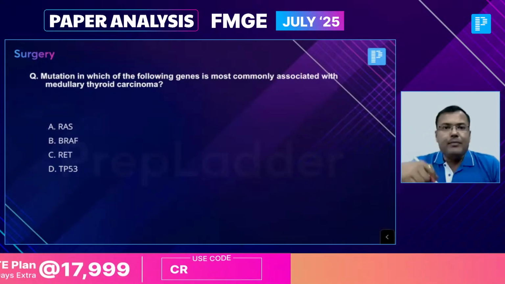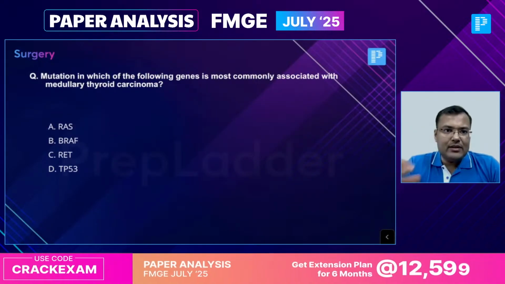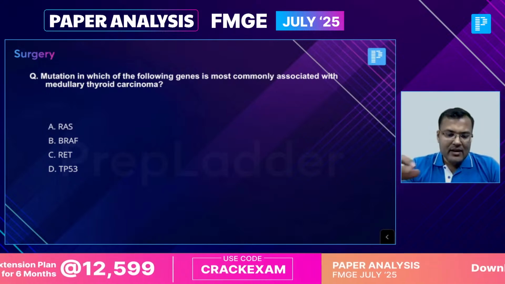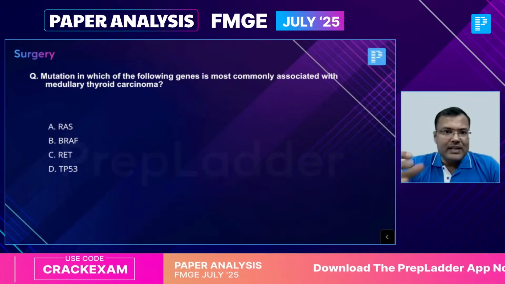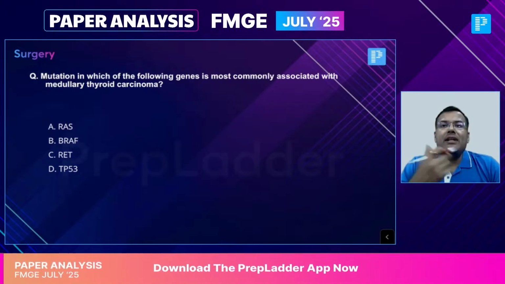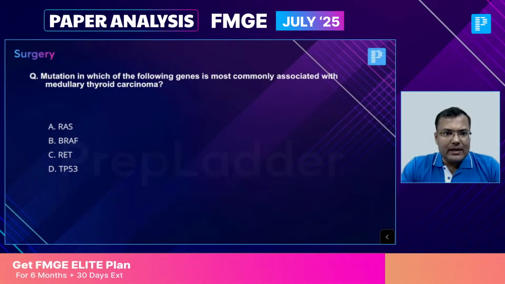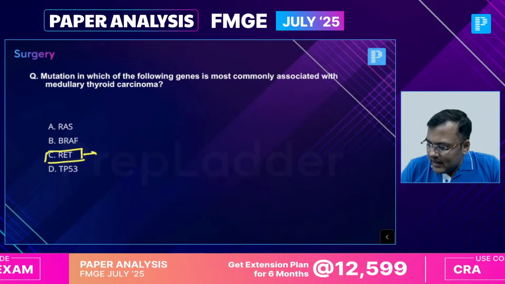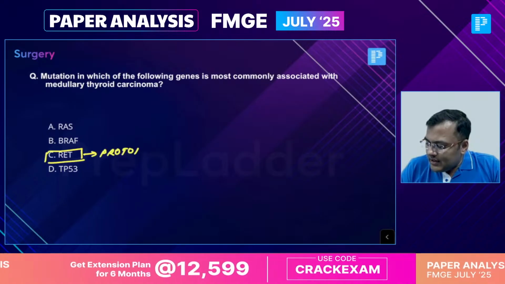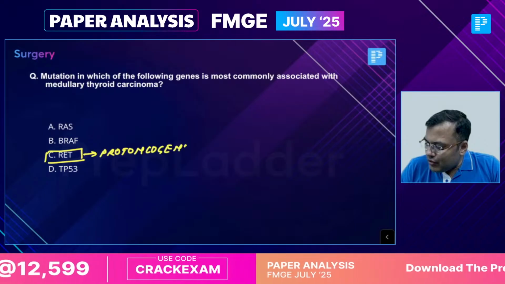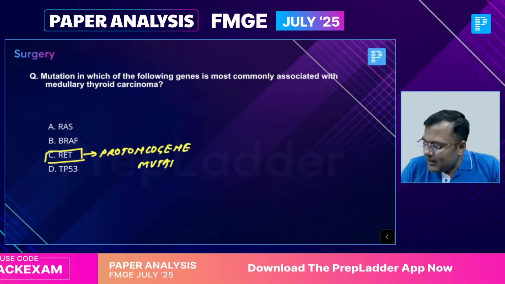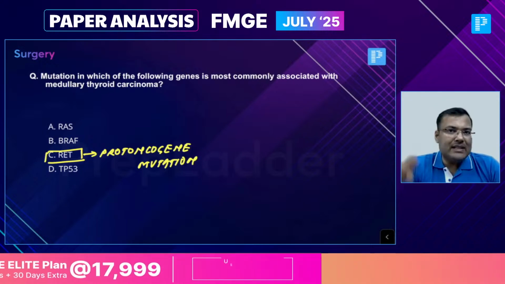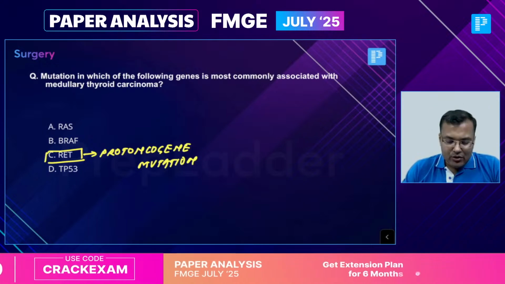Next question. Mutation in which of the following genes is most commonly associated with medullary thyroid carcinoma? Easiest question. Tell me what is the correct answer. It is RET proto-oncogene mutation. Can anybody tell me, this RET proto-oncogene mutation is associated with which MEN syndrome? Multiple endocrine neoplasia. Which MEN?